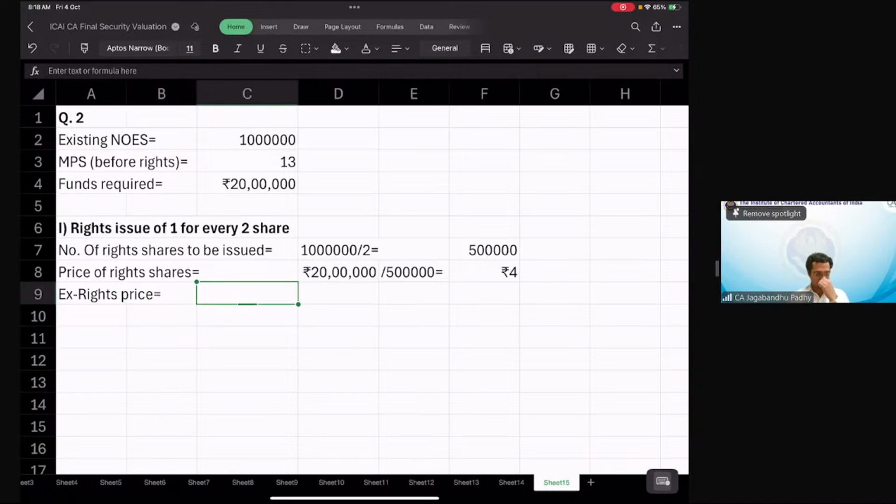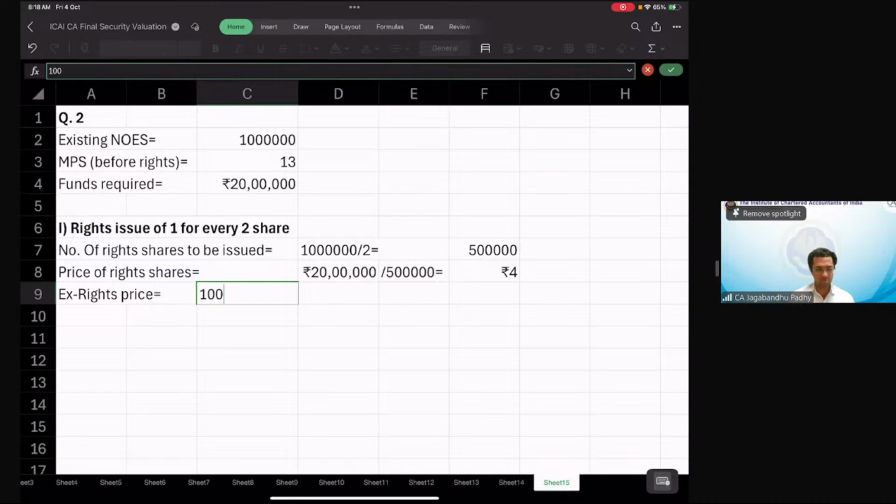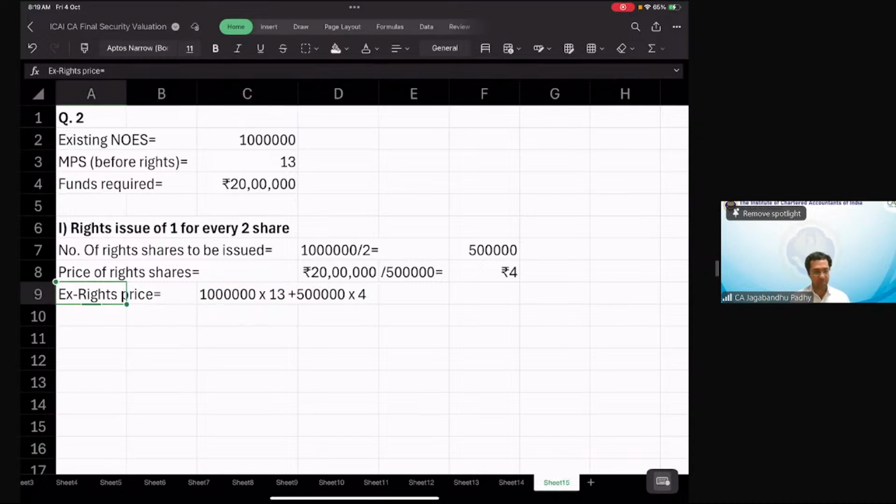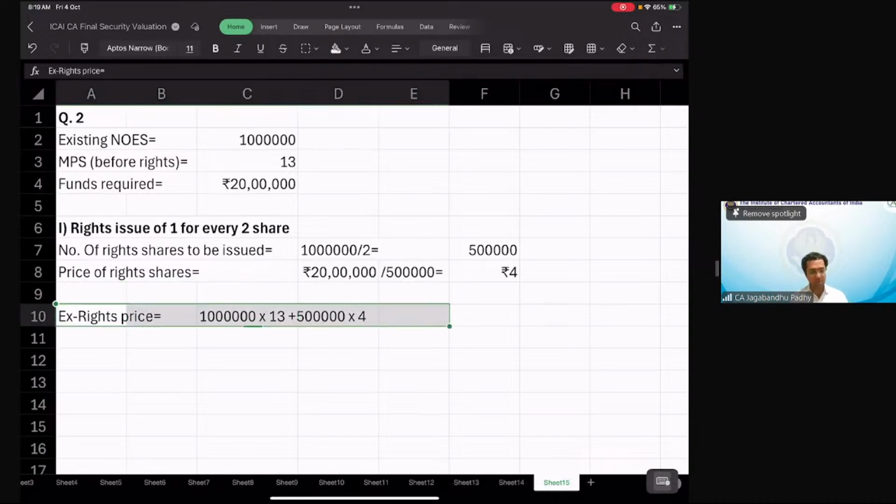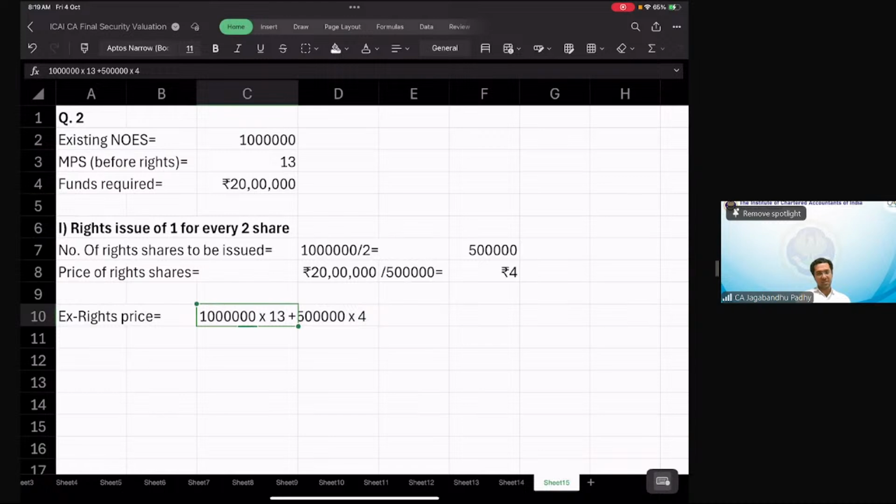So we say, originally, the company had 10 lakh shares and each of the shares was worth 13. Now you are going to introduce additional 5 lakh shares at a price of 4 rupees. So the company, which was worth 10 lakh into 13, which is 1 crore 30 lakh, the value increases by additional 20 lakhs.